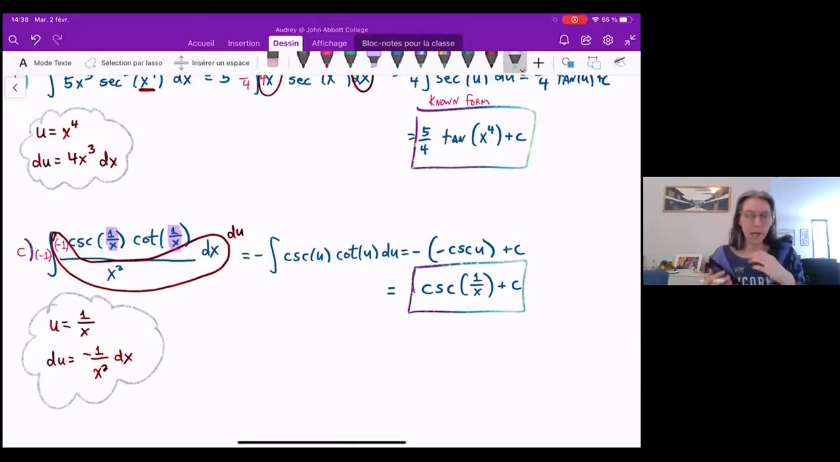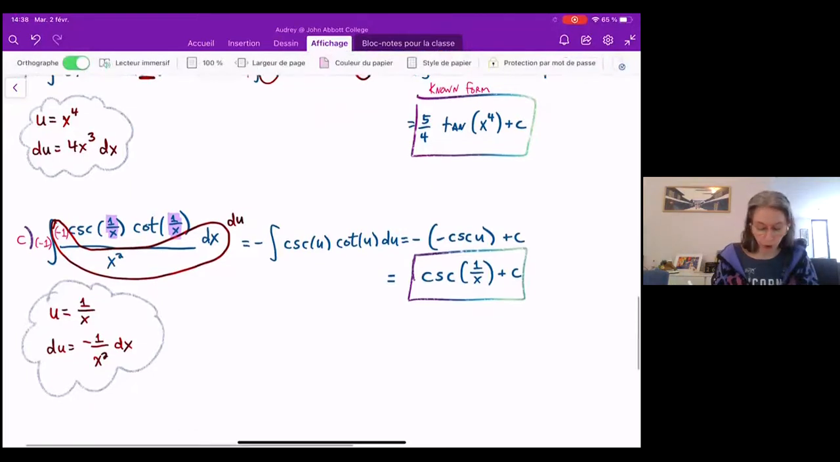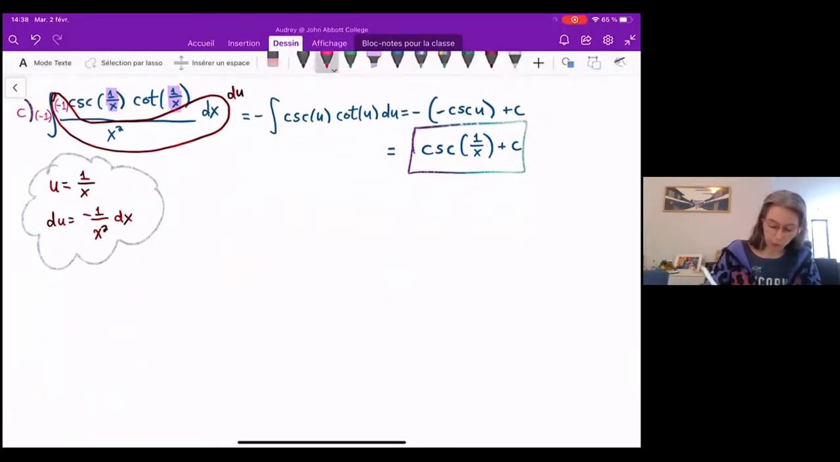Okay, so this last one is maybe going to be a little bit more challenging, or maybe not more challenging, but we're going to actually do it in 2 different ways, just to see that sometimes there are multiple ways to approach problems. Just got to be courageous when it comes to picking your u.